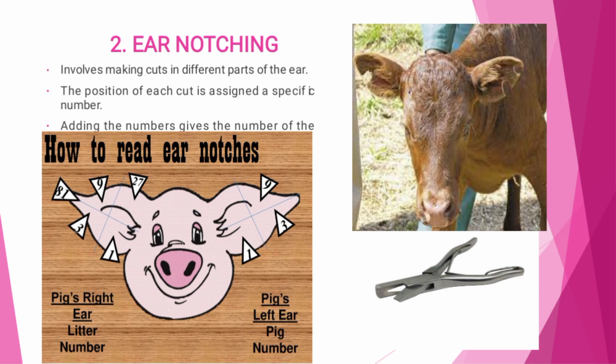We have the second one, which is ear notching. In this type, we use a tool called ear notcher, and this method involves making cuts in different parts of the ear of the animal. As you can see in the left hand side picture of the pig, we have different shapes, different numbers, which is used in identification of that pig. And also, as you can see in the right hand side, we have a calf there, which also has marks, and you can see the tool that is used, which is the ear notcher.